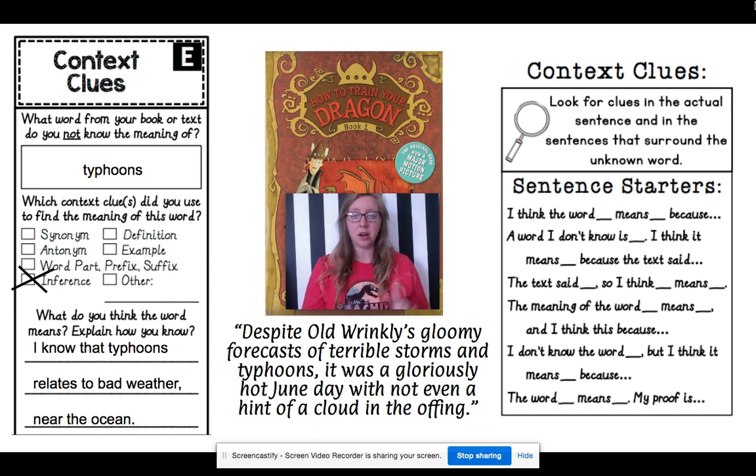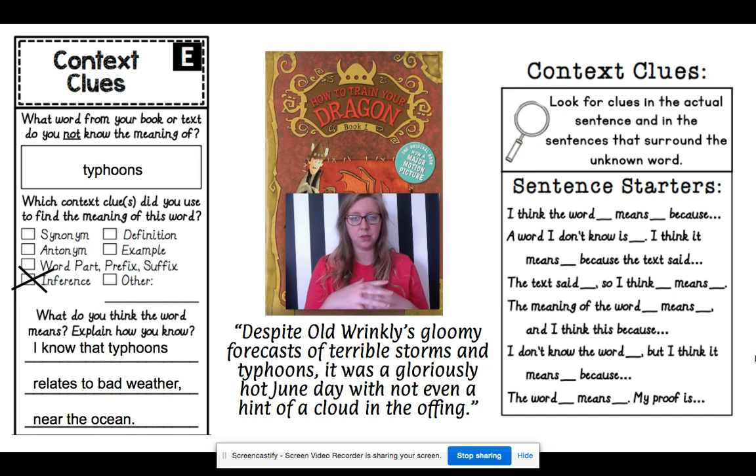Okay, so there are a couple words there that could have tripped me up. The one I chose was typhoons. So I wrote, I didn't know what typhoons were. And so what I did was I made an inference based on the beginning part of that sentence. So, despite old Wrinkly's gloomy forecast of terrible storms and typhoons.